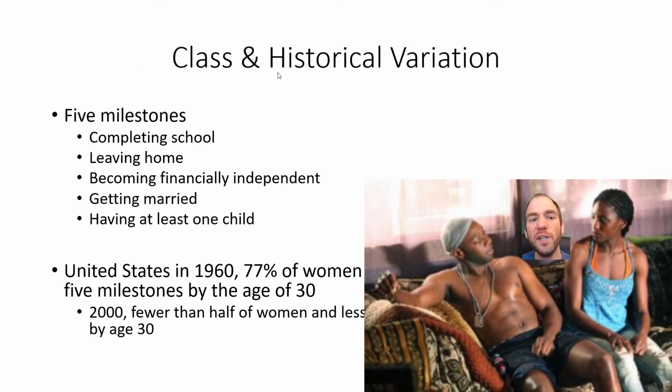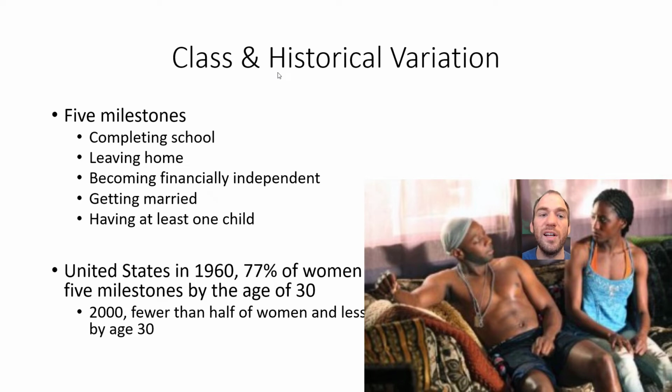And those features of adulthood reflect 5 milestones, let's just say, across development. Completing school, leaving home, becoming financially independent, getting married, having at least one child. In the United States in 1960, 77% of women and 65% of men had passed all 5 milestones by the age of 30. In 2000, fewer than half of women and less than a third of men had done so by the age of 30.